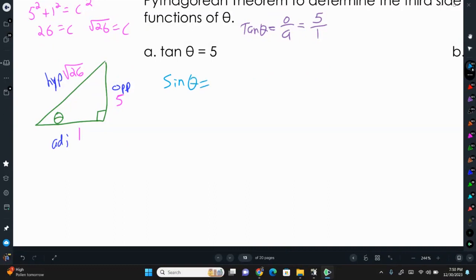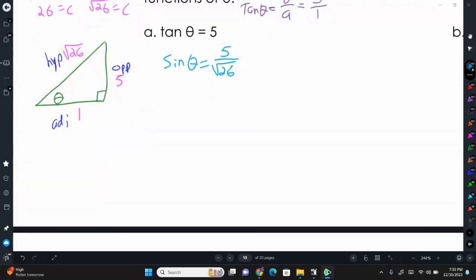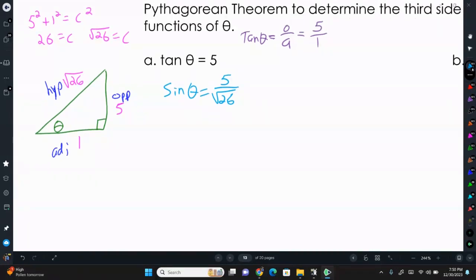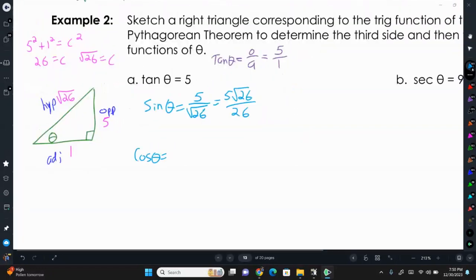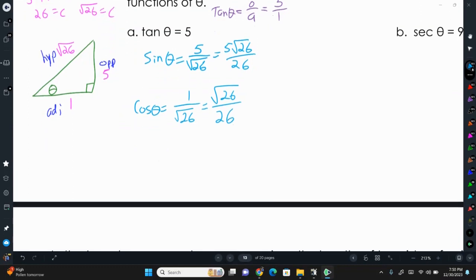So sine again is opposite over hypotenuse, so 5 over the square root of 26. Well, again, we're going to multiply the top and bottom by the square root of 26. And I don't think we need to show that step anymore. I think that we could all look at that and say, okay, I know we can't have that square root of 26 in the denominator. Well, we multiply the top and bottom by the square root of 26, and that's going to give us that. Then the cosine of theta is going to be 1 over the square root of 26, which is going to equal the square root of 26 over 26. We were already given tangent, 5 over 1.